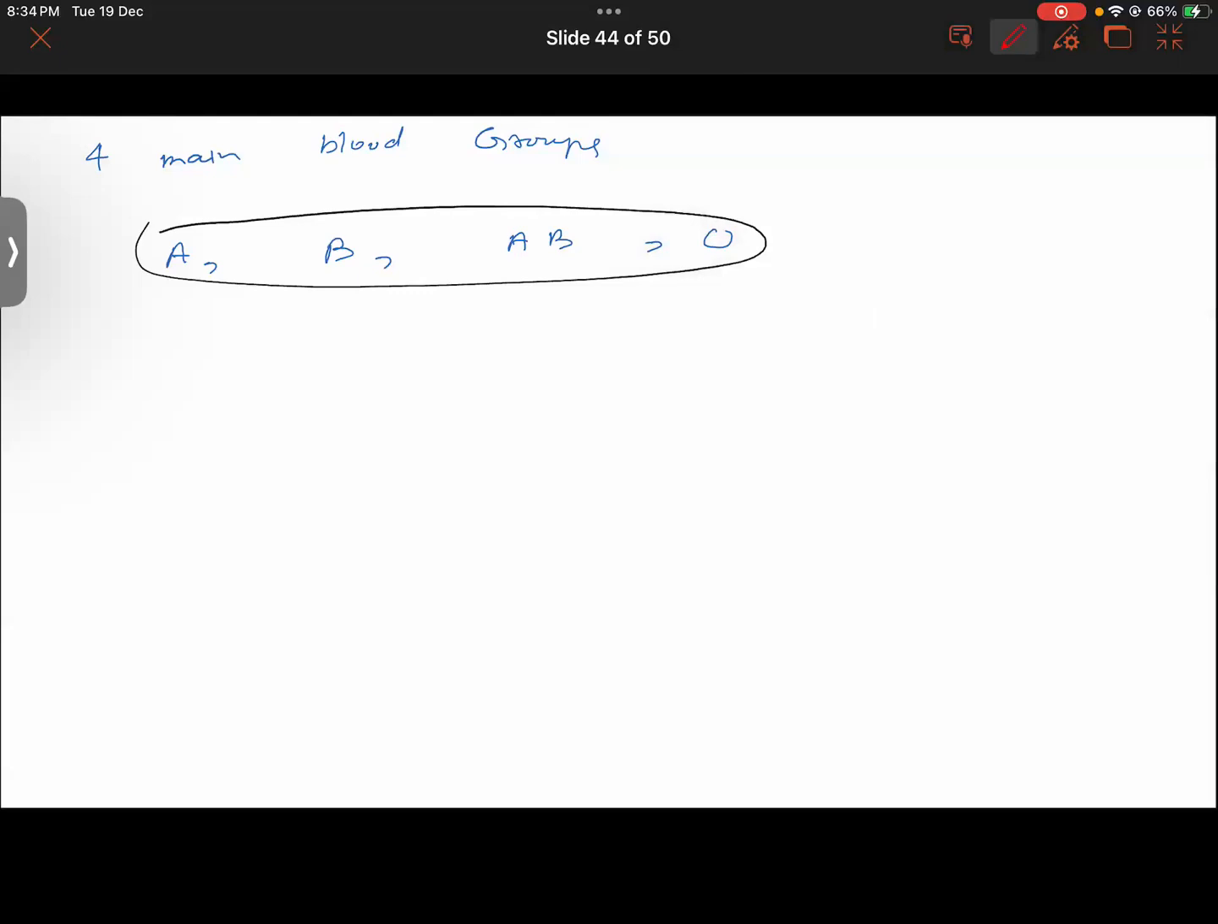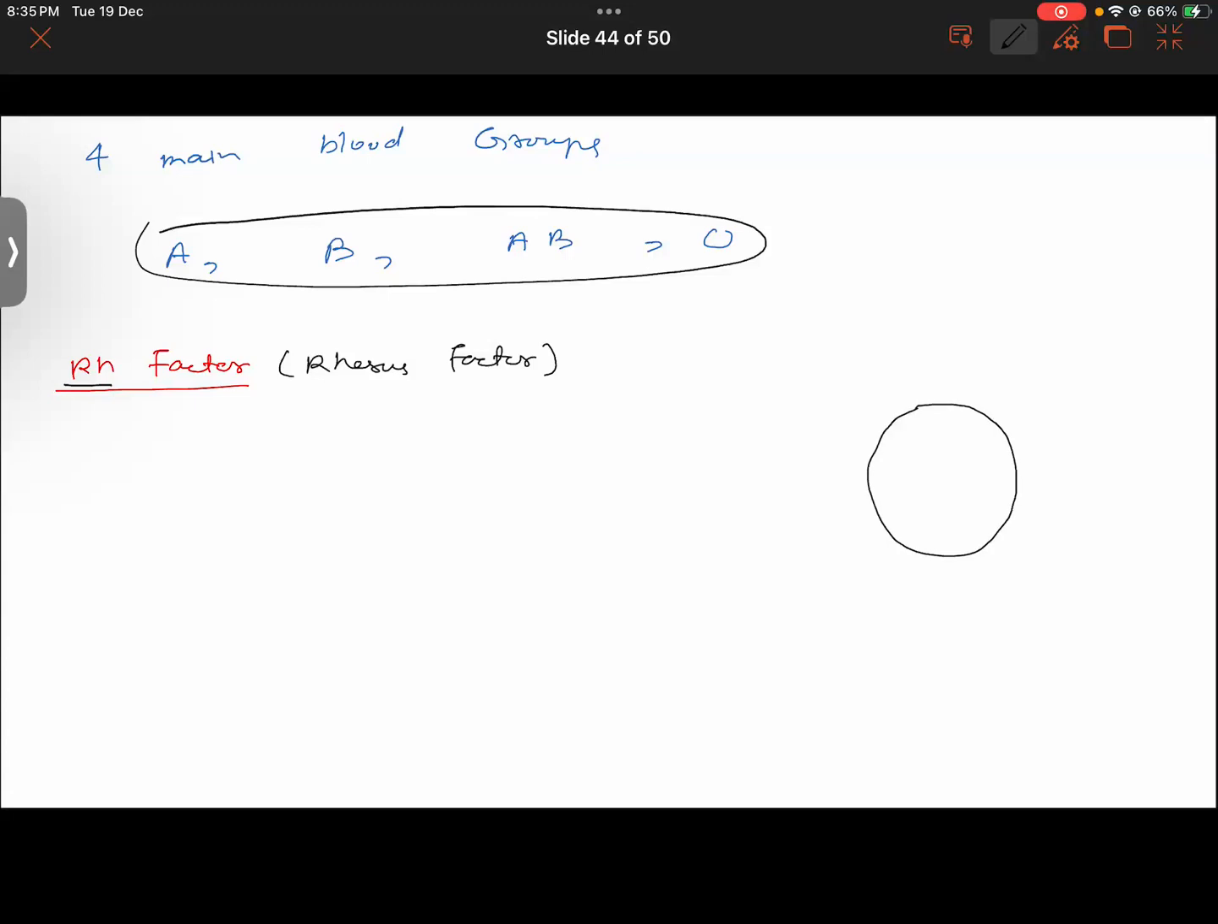First thing, we are going to talk about what the Rh factor is. The full form of Rh here is basically Rhesus factor. Rhesus factor. Now, Rh factor is basically a type of protein. It is a type of protein that is found on the surface of red blood cells.